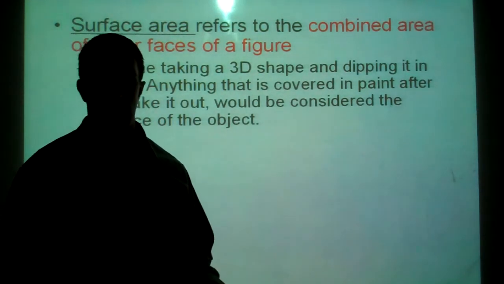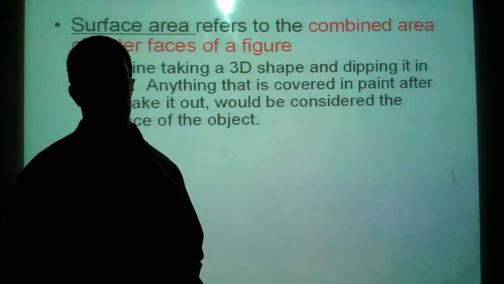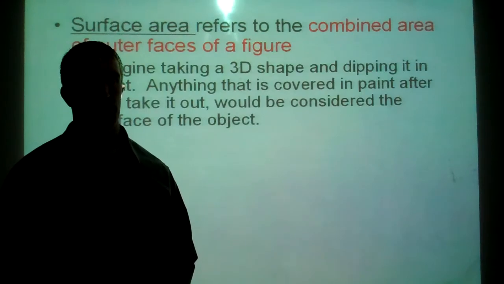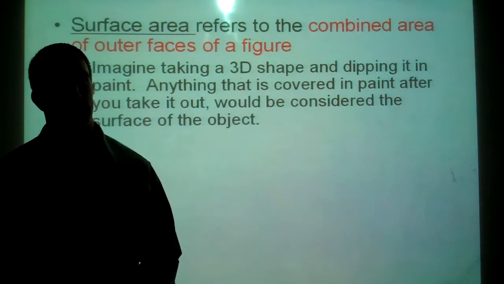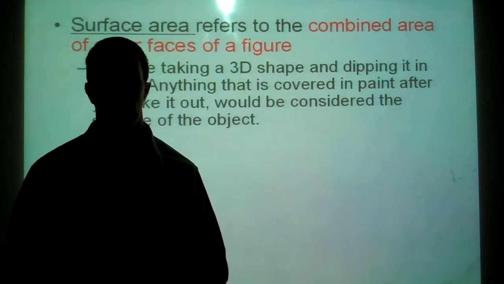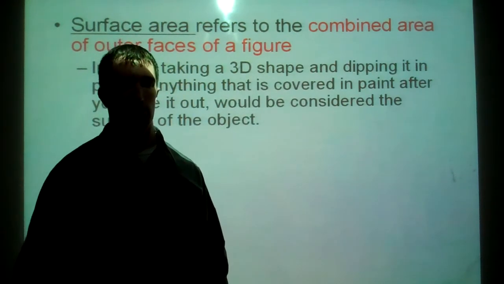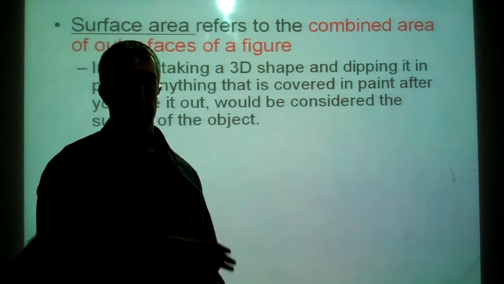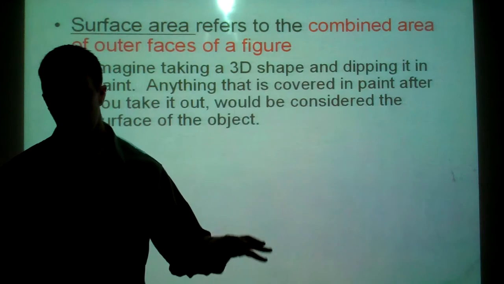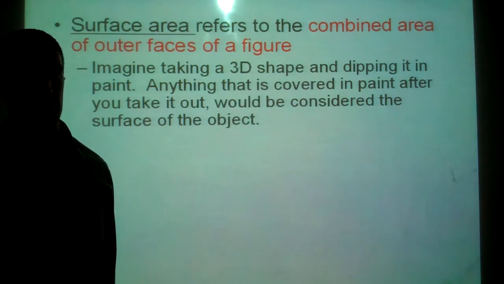Okay. For now, like I said, we're going to be dealing with closed objects. But when we get to high school, let's say we just had a cylinder, and if it wasn't closed at the top, maybe it was open, the paint would get on the inside too. We would also consider that the surface area. But for now, we're going to deal with closed objects.